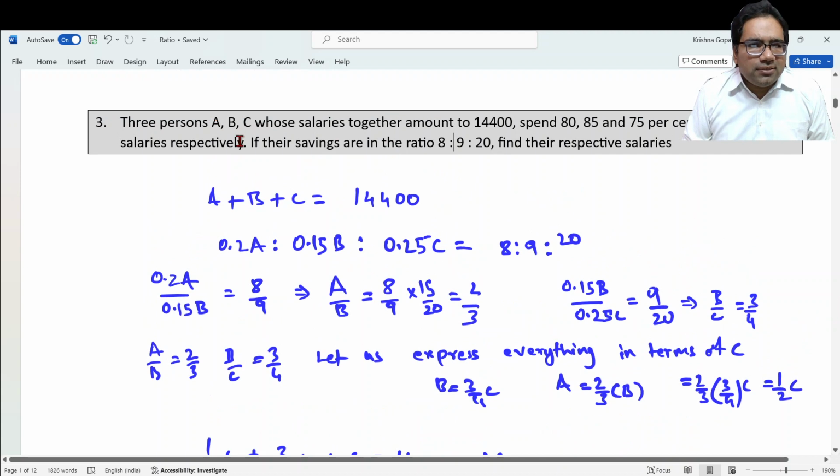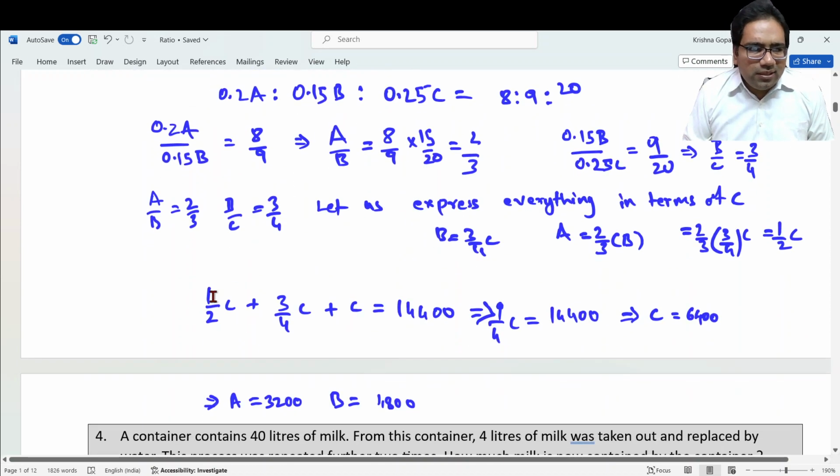A and B salaries are both expressed in terms of C. Now A plus B plus C is equal to 14,400. Let's substitute that. A is half C, plus B is 3/4 C, plus C is equal to 14,400. The sum of half plus 3 by 4 plus 1, which is 9 by 4 C, is equal to 14,400.